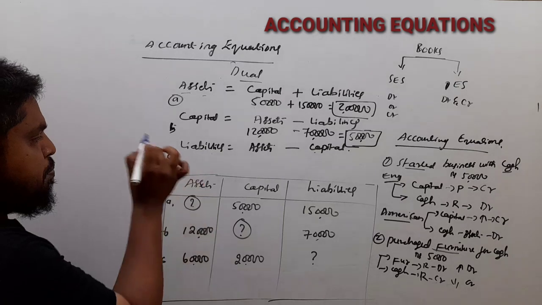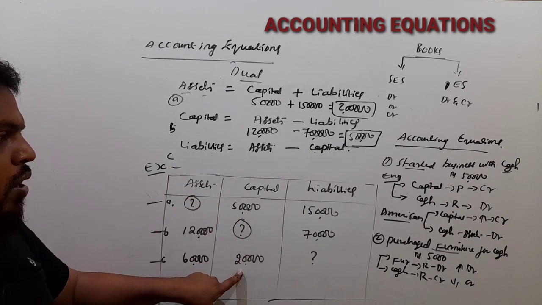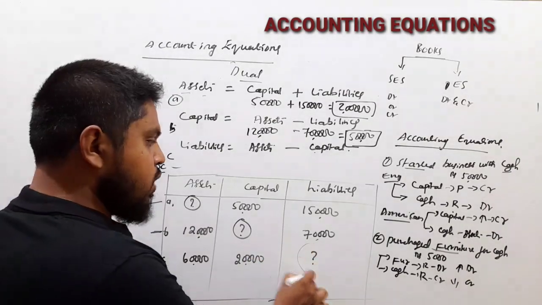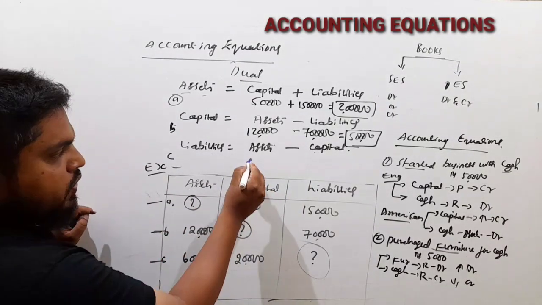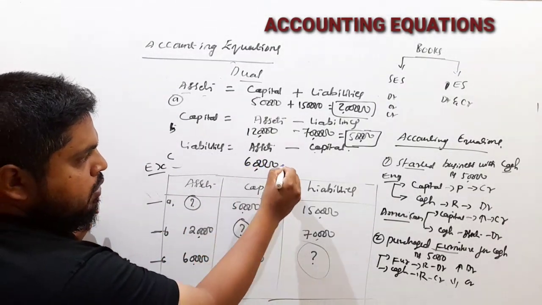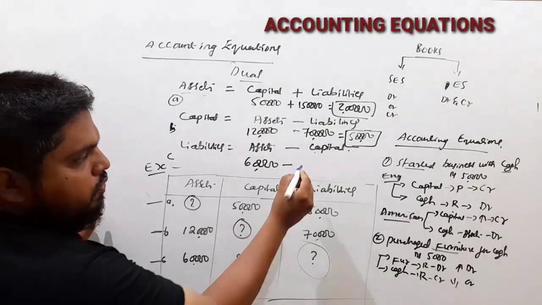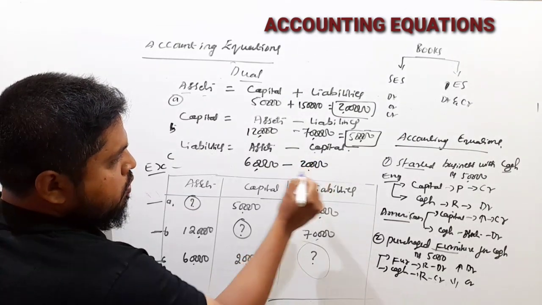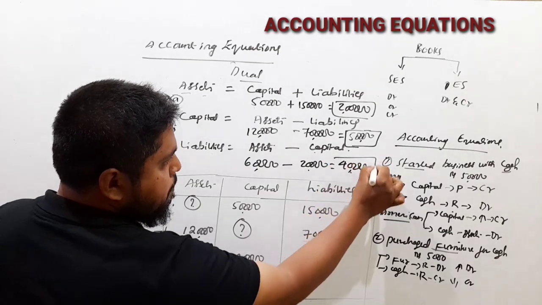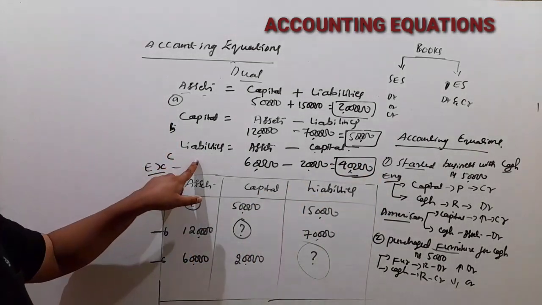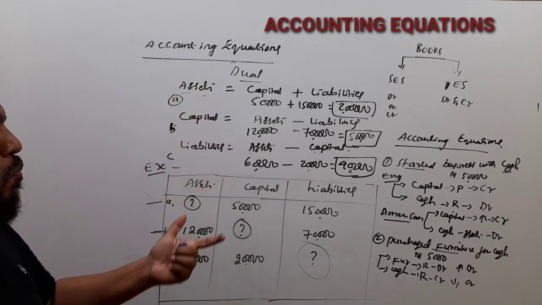Next, assets 60,000. Capital 20,000. So liabilities is question mark. So here we have to find out the liability. So liabilities is equal to assets, 60,000, minus capital, 20,000. So this is 40,000. So this is the liability.